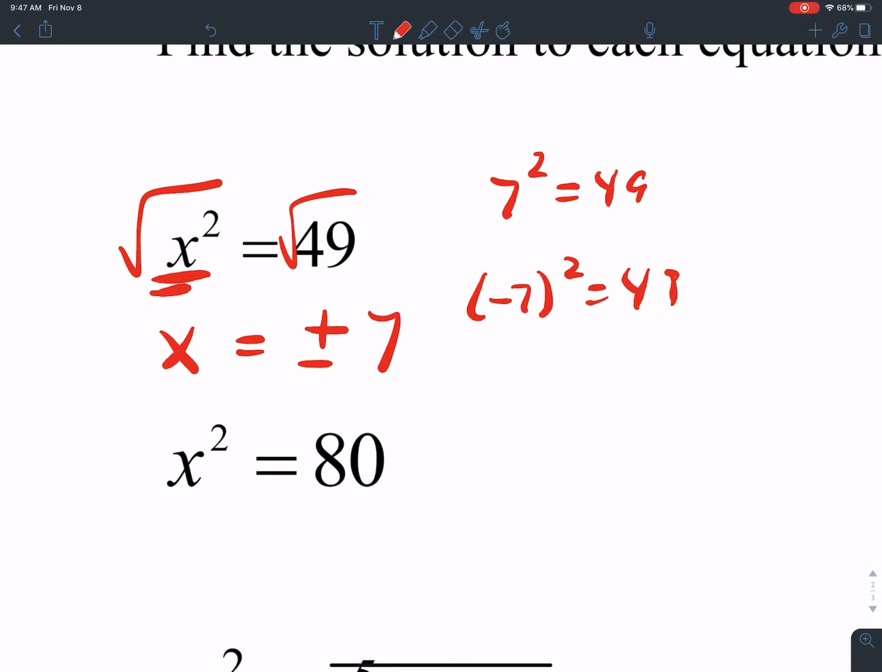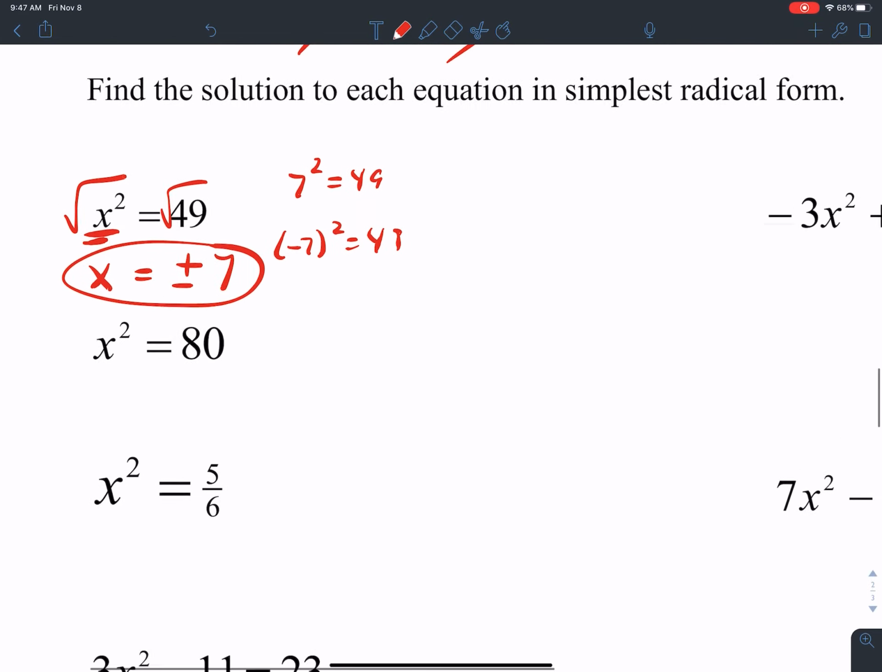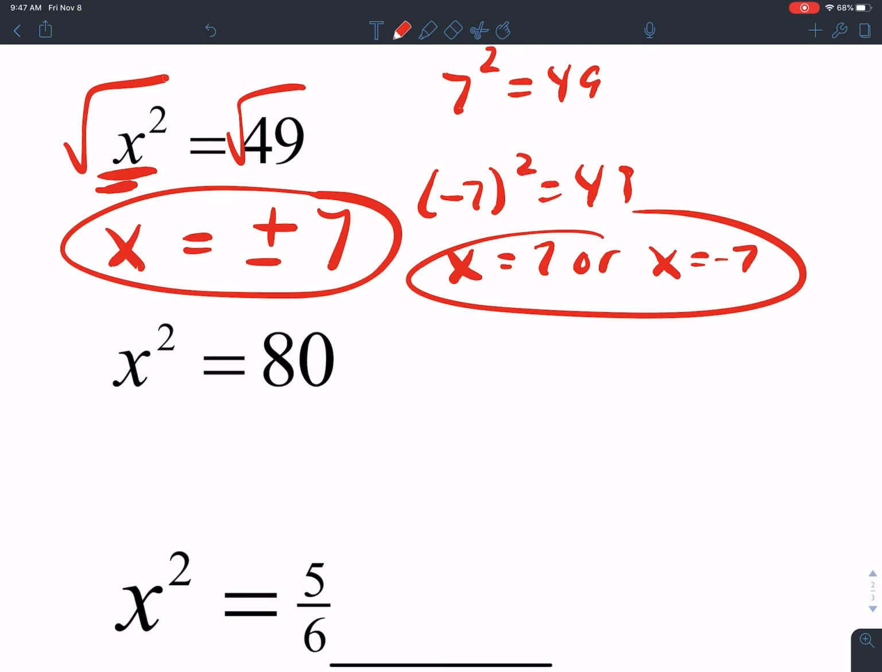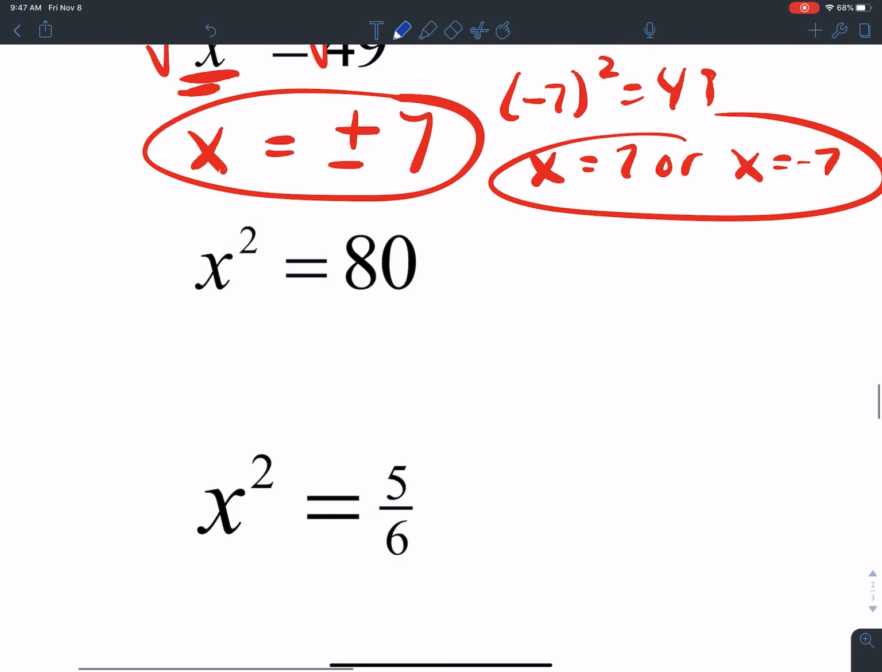So again, I've undone a square root. I have to introduce the plus or minus sign. You can write it like that, or you could write it as x is equal to 7, or x is equal to -7. Both of those are fine. So if we look at the next one, this is just making sure that we know that we'd have to simplify our answers when we do that.